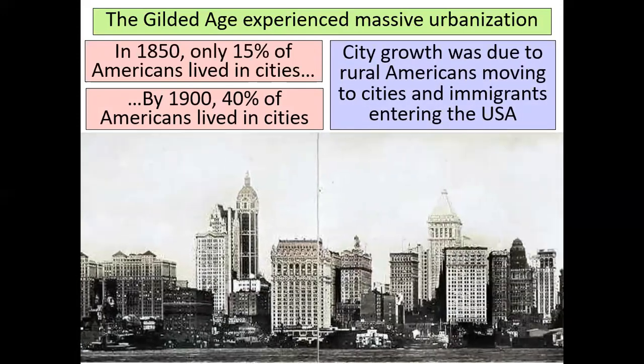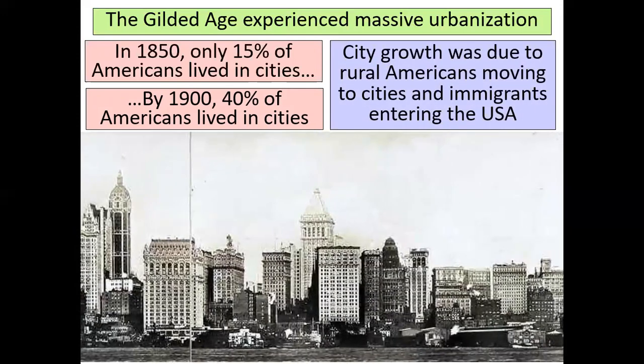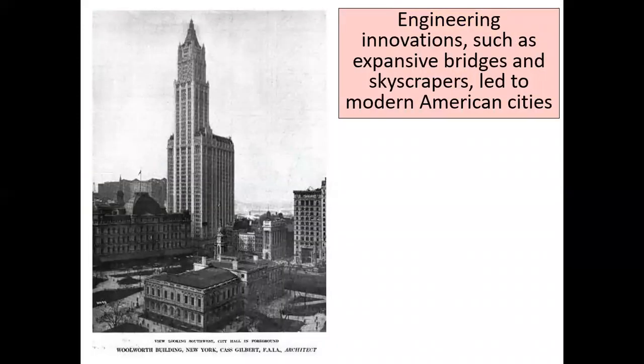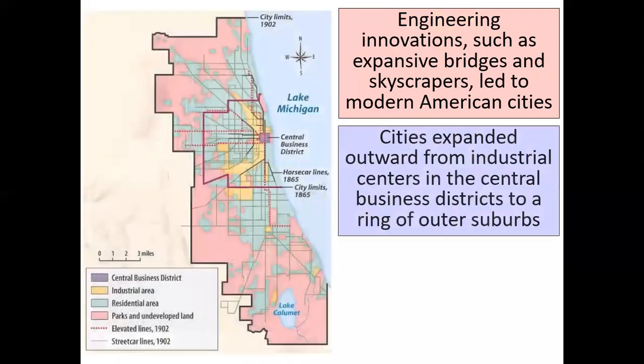And city growth was due to the fact that not only rural Americans are leaving farms and coming to the city looking for a new opportunity, but also immigrants are coming from Europe, and they're coming in and looking for jobs as well, and they're coming to the city for those jobs. So cities just exploded, and thank goodness for innovations such as steel and things of that nature, because we no longer have to build our cities out. We are now building our cities upwards as well. And so skyscrapers are going to lead to the modern American city skylines during this time.